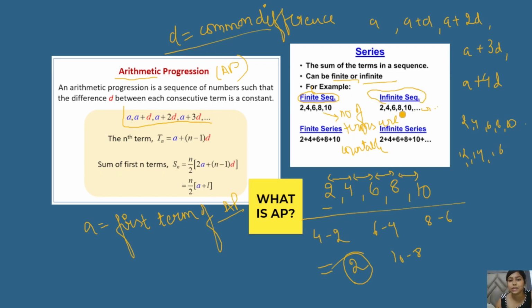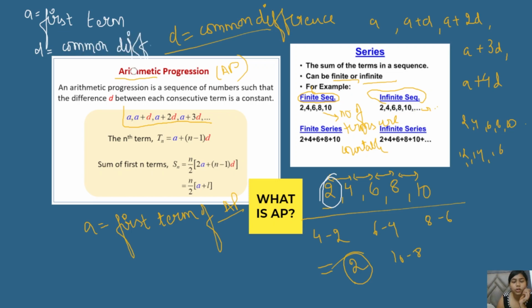When we don't know about this, we call it an infinite sequence. There are a few terms that you have to know. First is A, the first term of any AP. Like this particular AP starts from 2, so 2 is the first term. D is the common difference, the constant term which is added to each term. Then there is AN, which we call the nth term, the last term or the nth term of the AP.